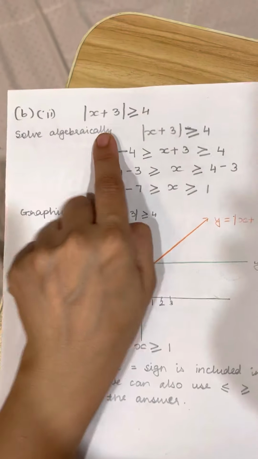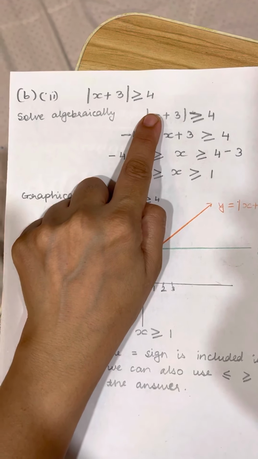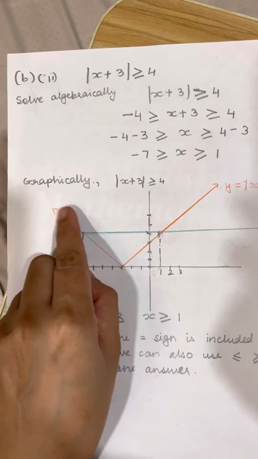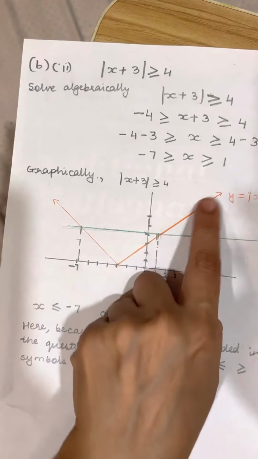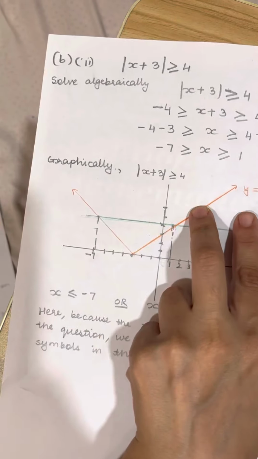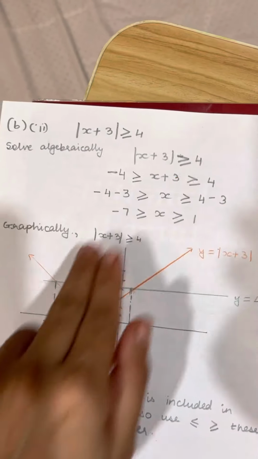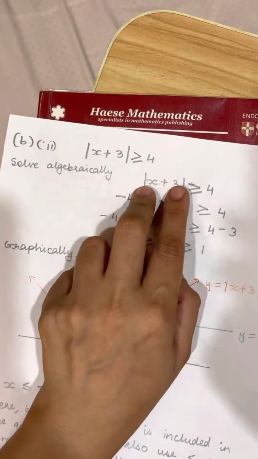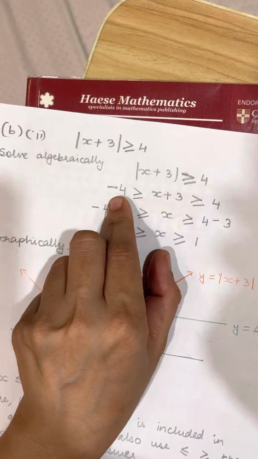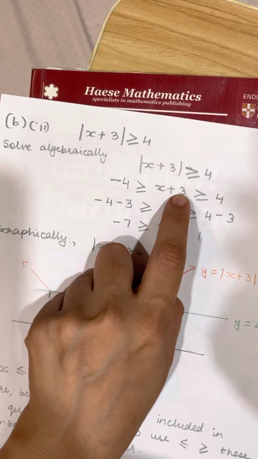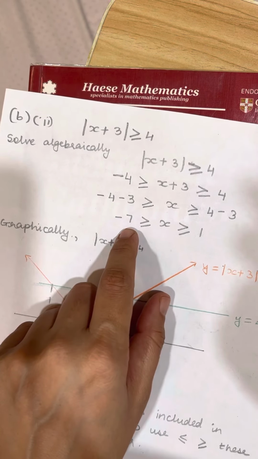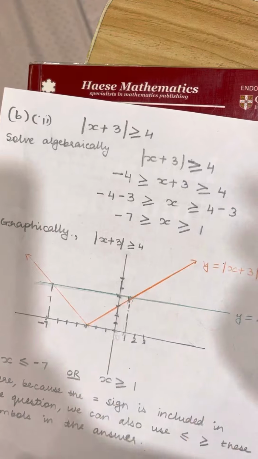Now here, modulus is greater than or equal to 4. So all the y values have to be greater than or equal to 4. So it is this part of the x-axis and this part of the line basically. So this portion and this portion. Let's first solve it algebraically and then we'll solve it graphically. Using algebra, here, modulus is greater than or equal to 4. When I remove the modulus, there's a -4 and a +4. I subtract 3 on both sides. So x is less than or equal to -7 and x is greater than or equal to 1.